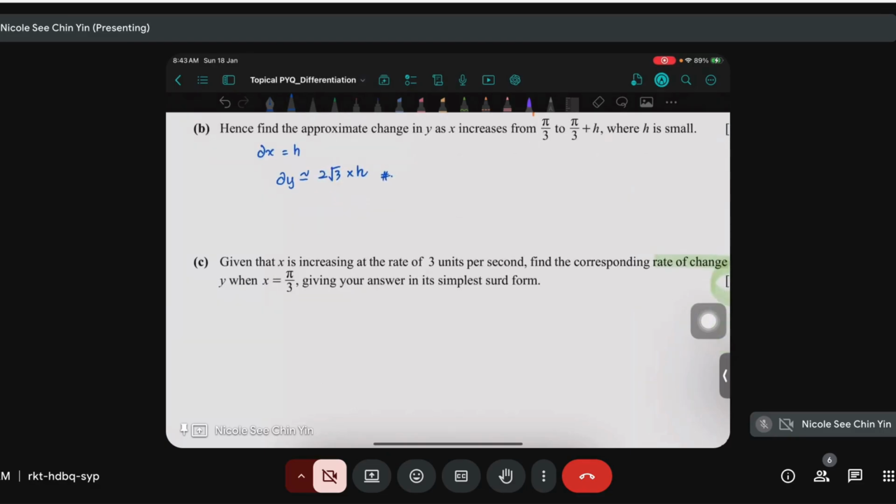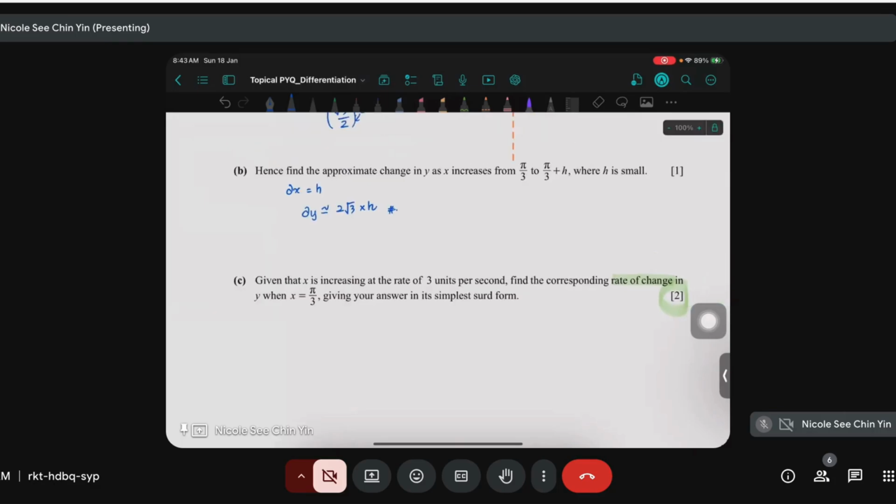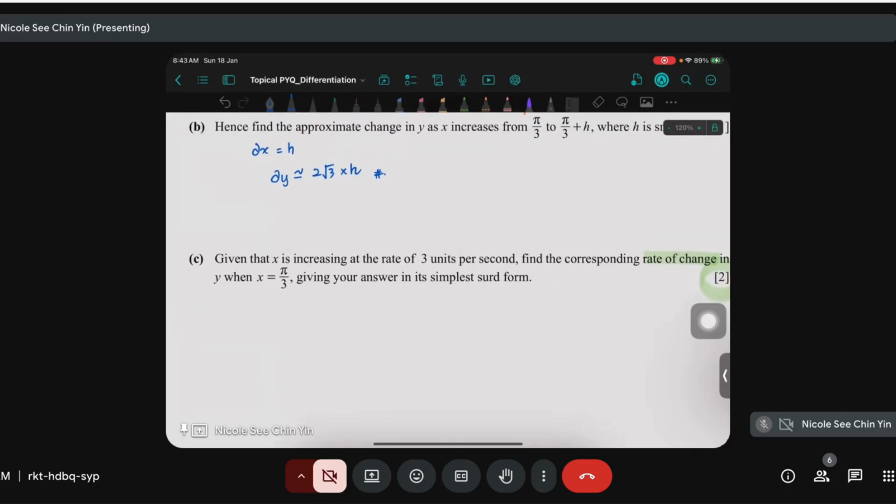Next part, they ask you rate of change in y. So basically they are asking you to find your dy over dt, when your x is pi over 3. Give your answer, highlight the keyword, in simplest surd form. One more thing, in this question they also tell you x is increasing at the rate of 3 units per second, that represents your dx over dt equals 3.